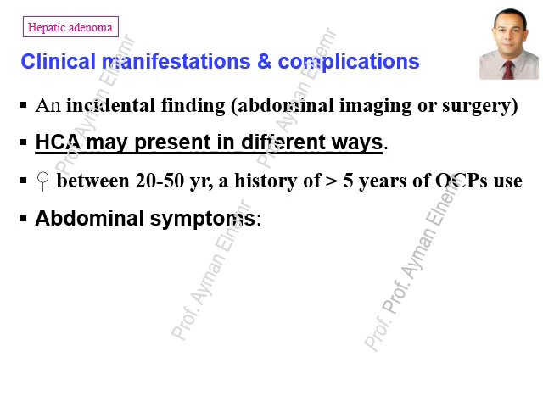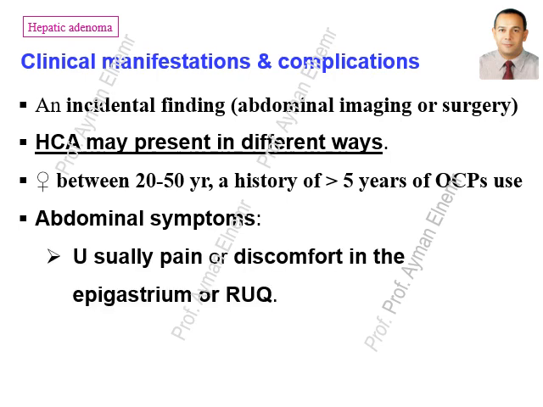In most cases, the patient presents with abdominal symptoms, usually pain or discomfort in the epigastrium or right upper quadrant. Hemorrhage results in acute pain accompanied by anorexia, nausea, vomiting, and fever.